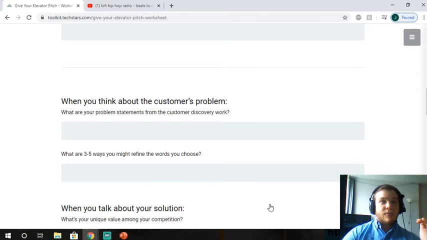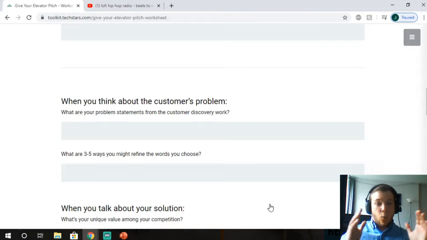Then, what are 3 to 5 ways you might refine the words you choose? This is just de-wording your explanation. You may have a long description of how things work or what your customer's problem is. If you asked me what my problem is with some sort of thing, I'm going to describe it to you, but it may take me a while. This is an exercise of refining what is the simplest, most concise way I can describe that problem.